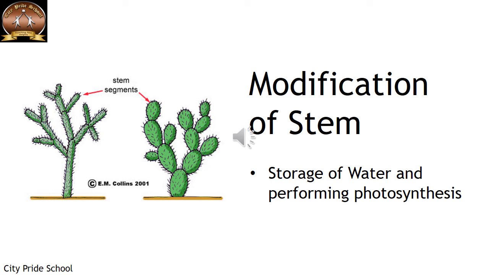Then here in this case, you find the leaves are all spiny. You don't have the proper lamina of the leaf in these plants, and these spiny structures help in providing protection, and they also help in reducing the rate of transpiration. So here stem modification is only for storage of water and food and for performing photosynthesis.